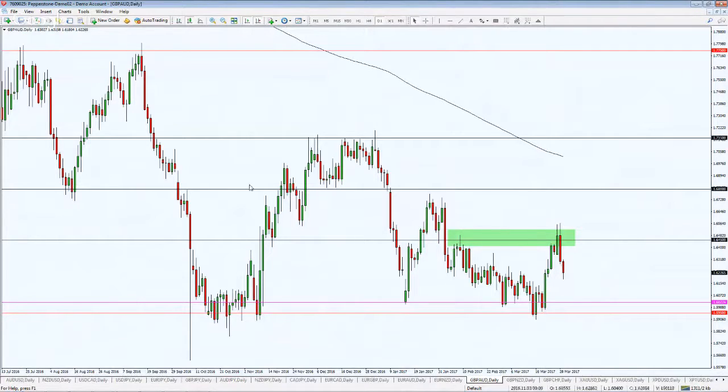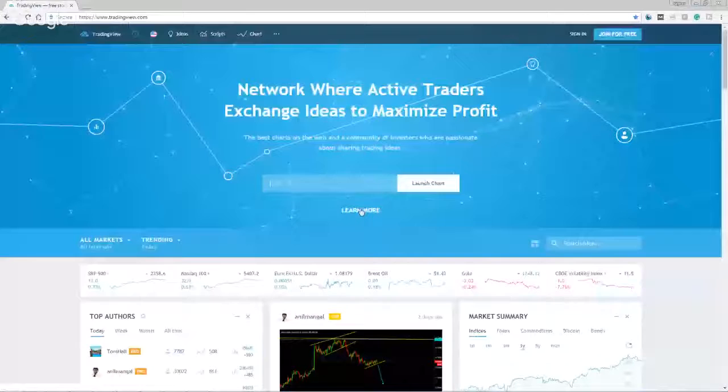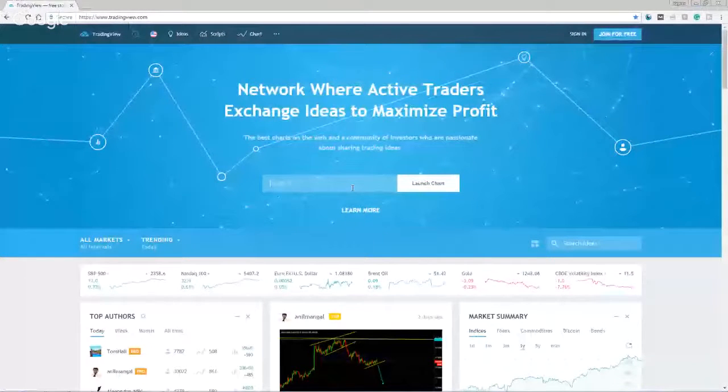Okay, so this is all I have for you in the forex markets. Let's have a look at... I'm getting another charting platform to show you the other markets. So this is tradingview.com. I'm not affiliated with them, but they provide pretty decent charts, and it's easy to use.